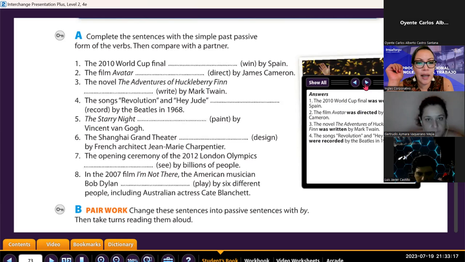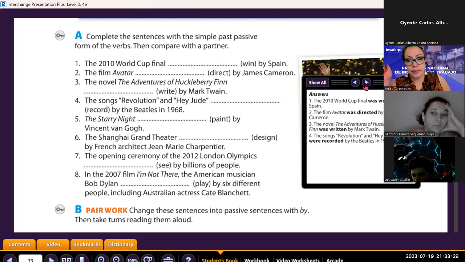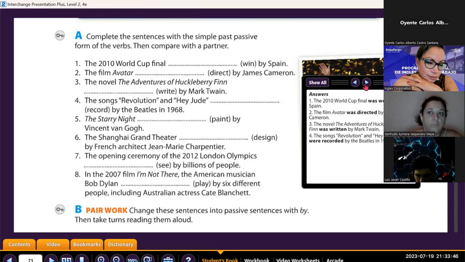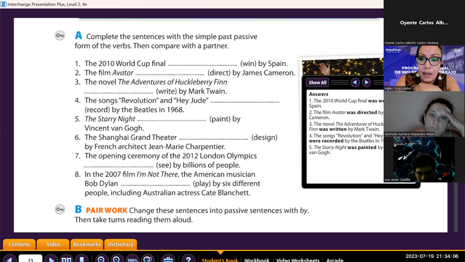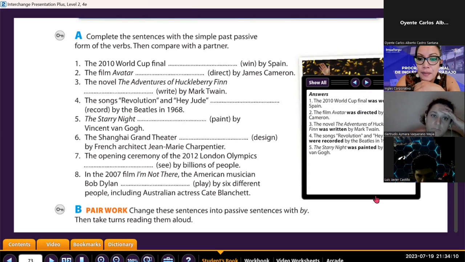Now, volunteer for number five, The Starry Night. Do you need more time? The Starry Night was painting by Vincent van Gogh. Excellent. The Starry Night was painted by Vincent van Gogh. Excellent.